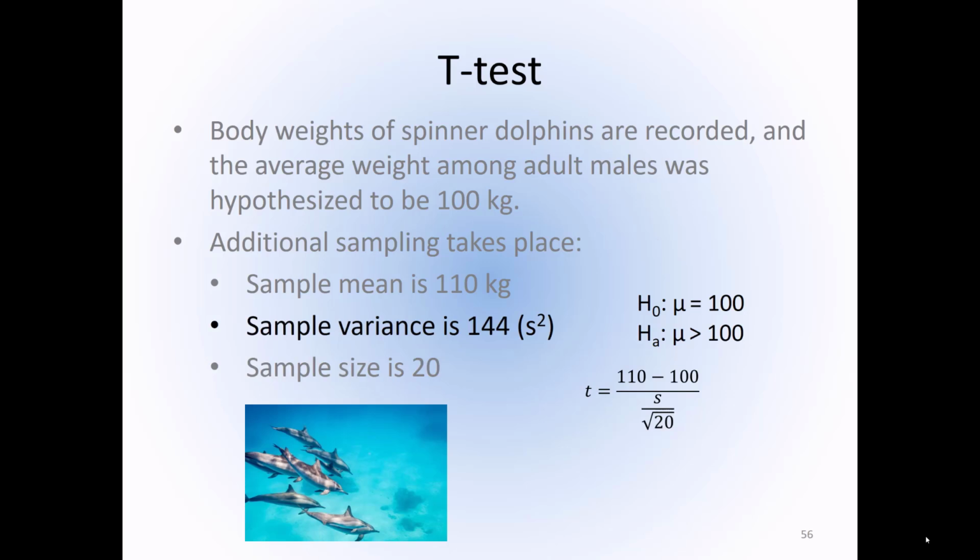Now, one of the tricks is that the formula uses the standard deviation. So we need to take the square root of our sample variance, which is 12. We can then calculate our test statistic for t, 3.727, and we can also determine what our degrees of freedom are based on our sample size, and this is 19.